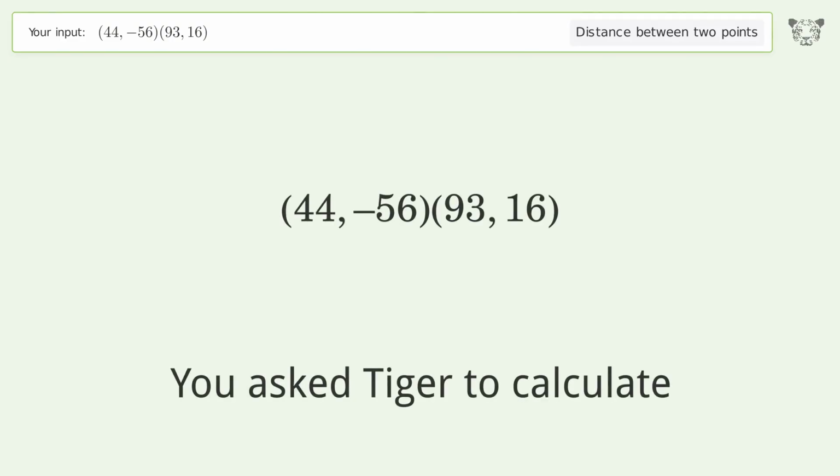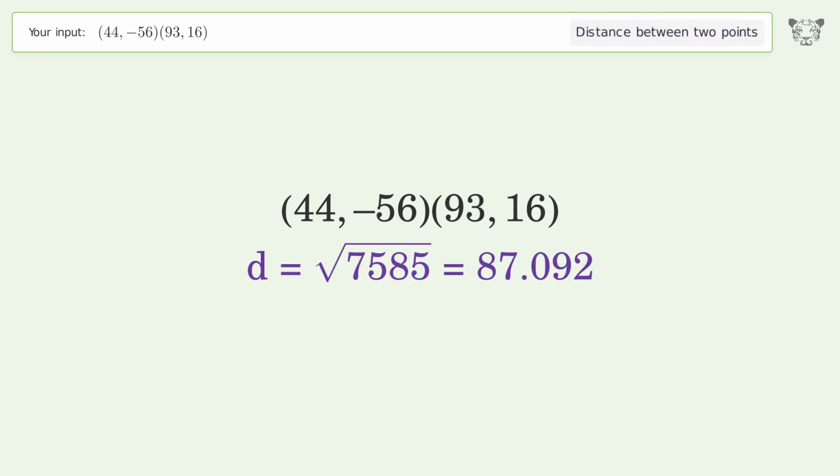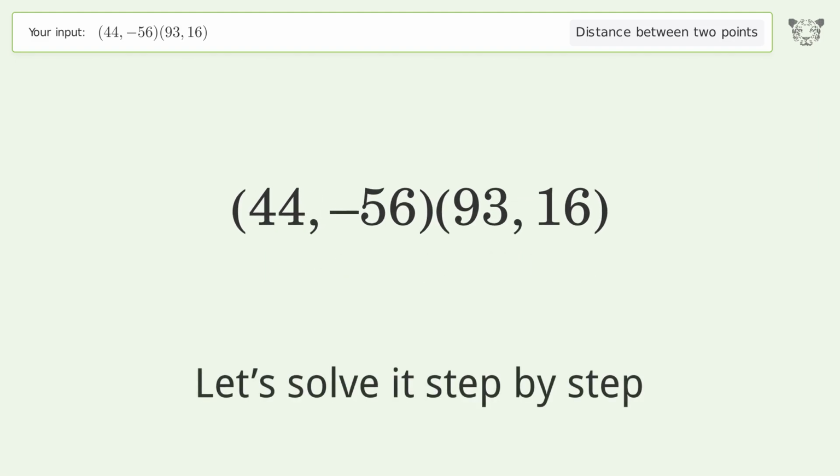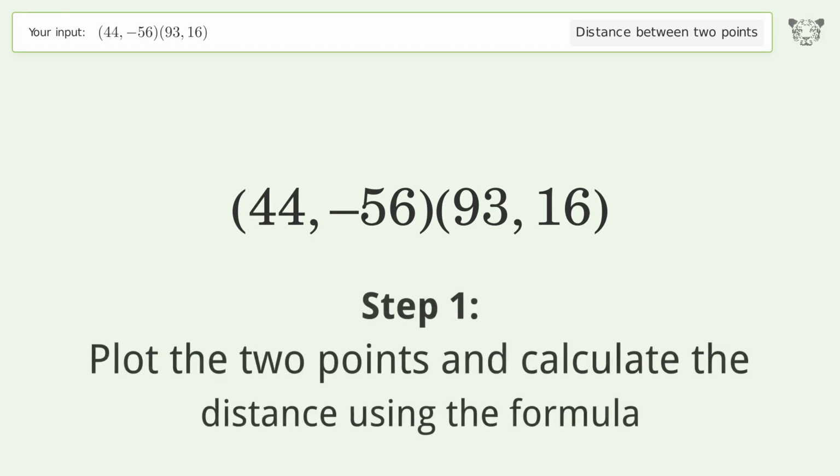You ask Tiger to calculate. This deals with the distance between 2 points. The distance between the 2 points is the square root of 7,585, or 87.092. Let's solve it step by step. Plot the 2 points and calculate the distance using the formula.